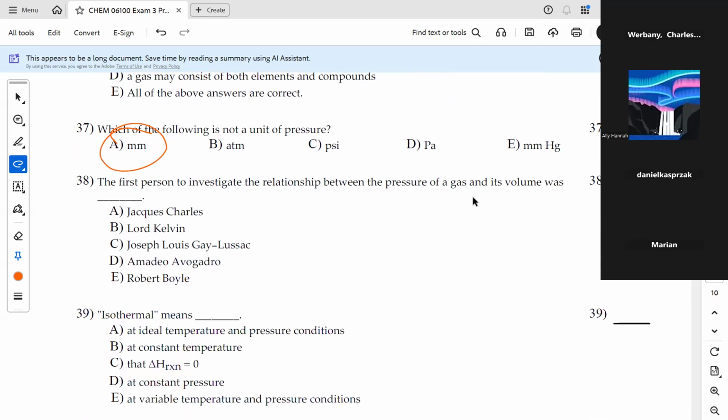What do we have here? Pressure and volume. That was Sir Boyle here. So remember all those relationships that we looked at, Charles's law that dealt with temperature and volume, Avogadro's law, right? That has to do with moles. So Boyle here, he related pressure and volume.